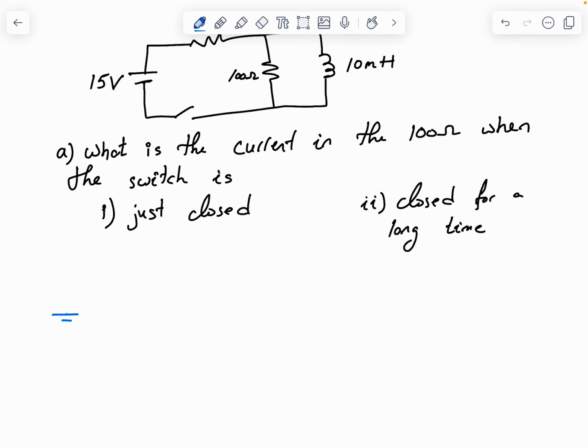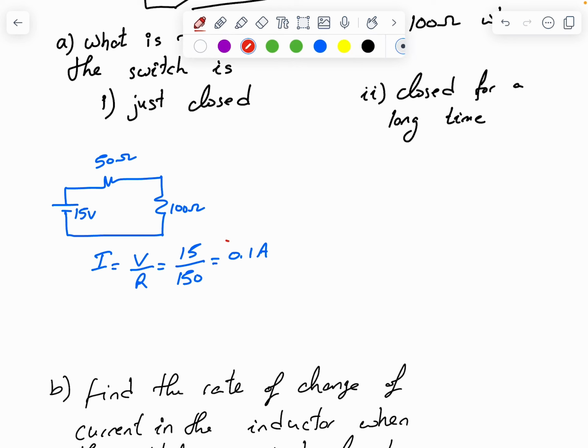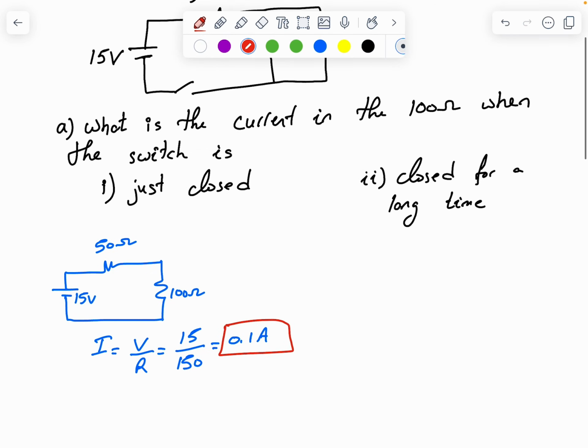The battery, the 50 ohm resistor, the 100 ohm, and the inductor, which no need to draw it because again it will behave as an open switch. So the current in the circuit, I, will be V over R using Ohm's law. V is 15 and R, it's the R equivalent. 50 and 100 are in series, so you add them and you will get 0.1 amperes.